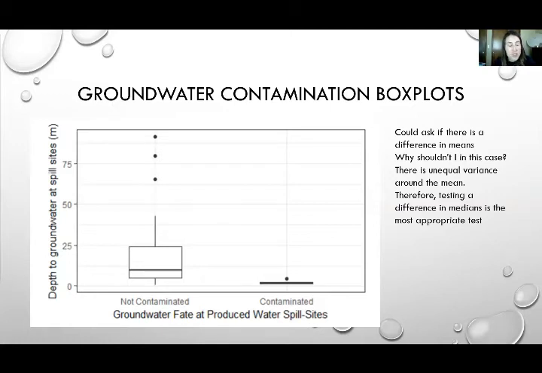Well, the reason is just what I had said. There's this unequal variance about the mean. And because of this, with a standard test like a t-test or an ANOVA, we would not be meeting the assumptions to utilize that test. And so we would get results that did not represent the real world.